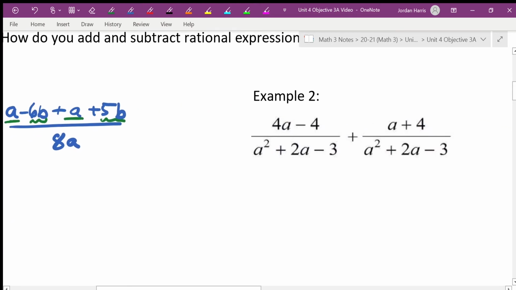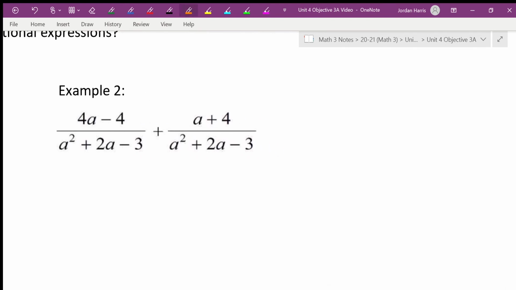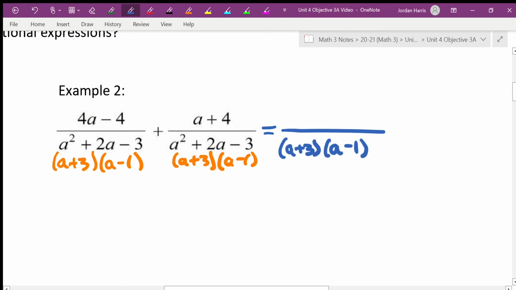Okay, so we look at the next one. I'm going to factor it because since I can factor, I might be able to simplify. So if I factor this, I have a plus 3, a minus 1, and this one is the exact same, so it will be the exact same factors. And so let's combine. The denominators are already common, so that stays the same. And we combine the top.